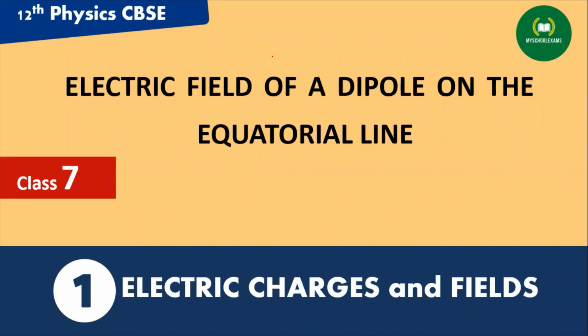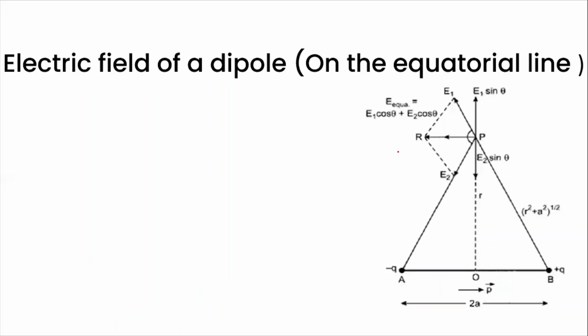Hello children, today we are going to derive the expression for the electric field of a dipole along the equatorial line. Equatorial line means the line perpendicular to the dipole. So let us take a dipole, minus q and plus q, separated by a distance 2a. Let the center of the dipole be O. This side will be A, this side will be A.